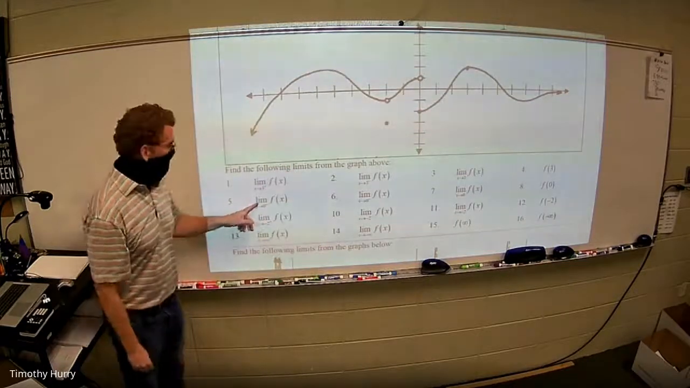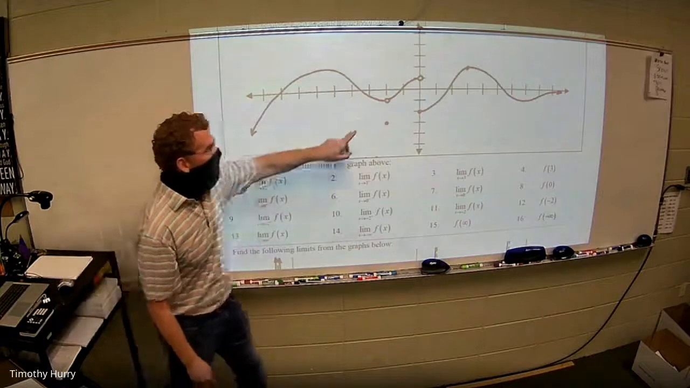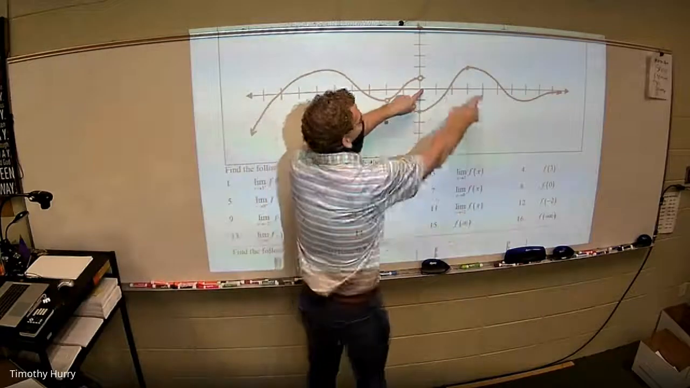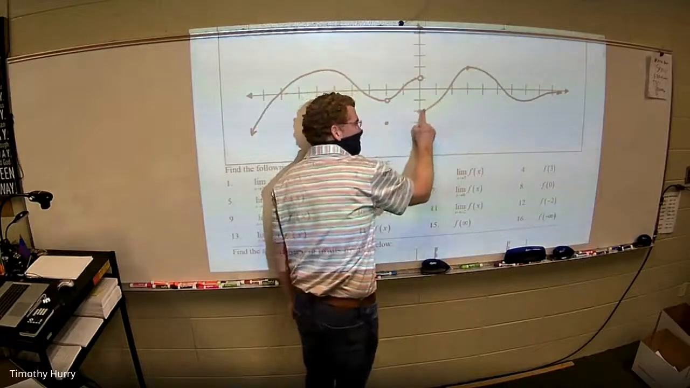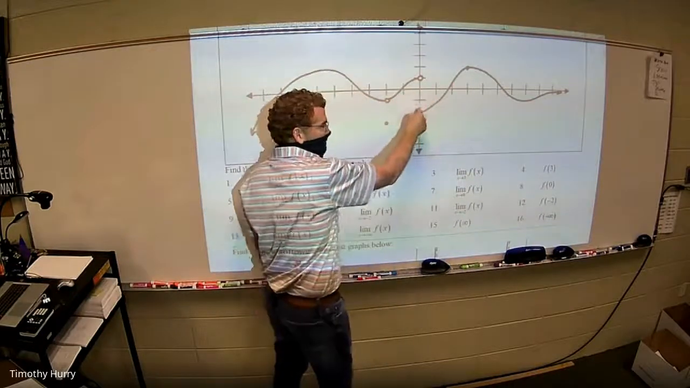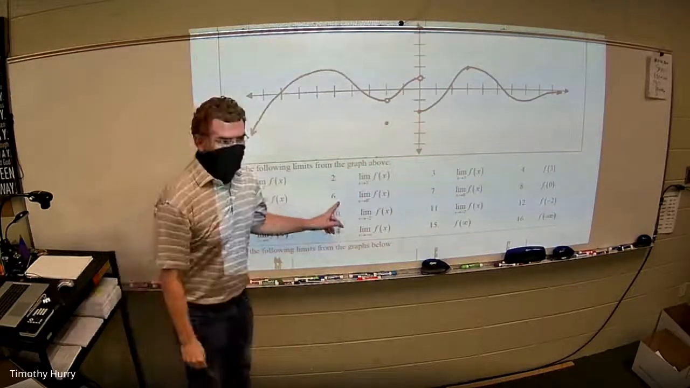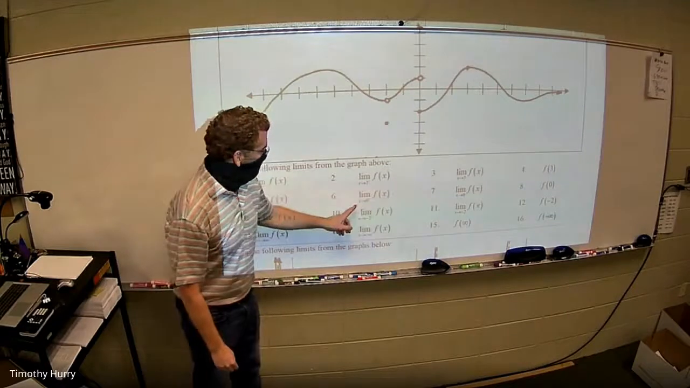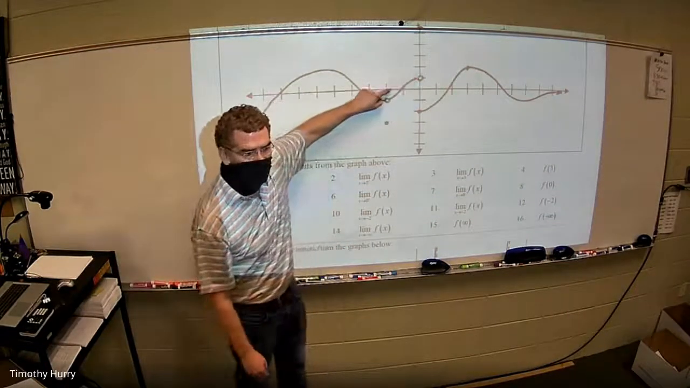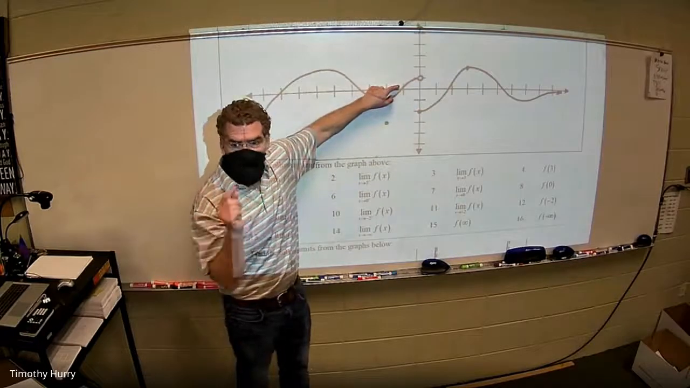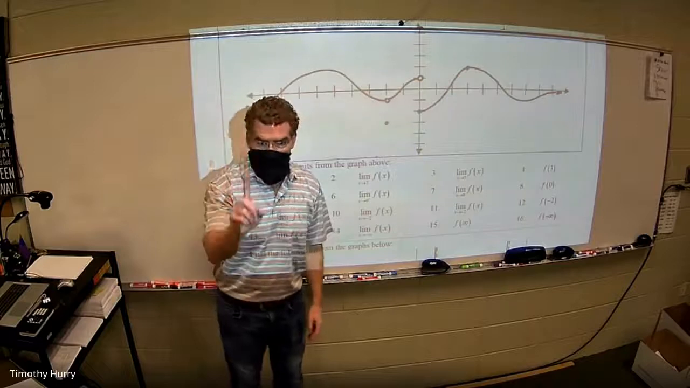Check out number 5. What's the limit of this function as x approaches 0 from the right? All right, here's x equals 0. From the right, what am I approaching? Negative 2. I'm approaching that hole, that point has a height of negative 2. All right, look at number 6. What's the limit of this function as x approaches 0 from the left? What am I approaching? I'm approaching the hole, and the hole is at a height of 1. So I'm approaching a value of 1.